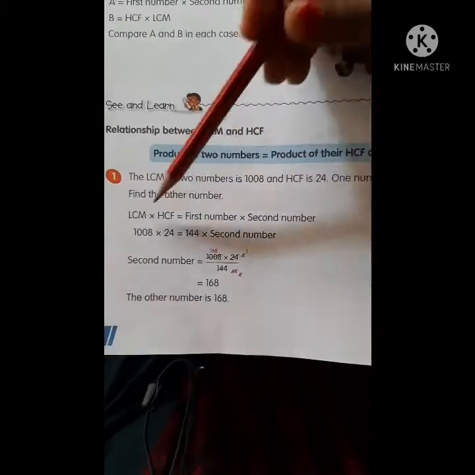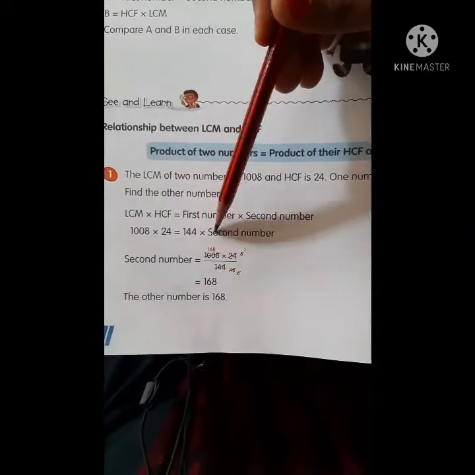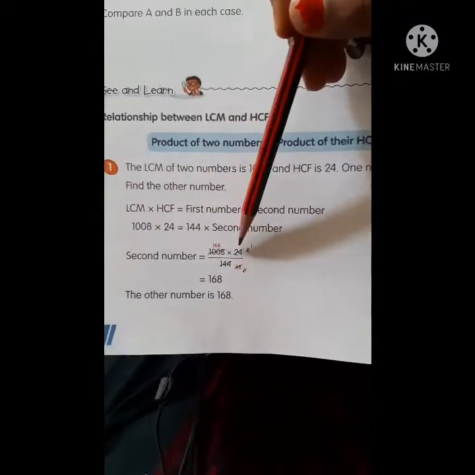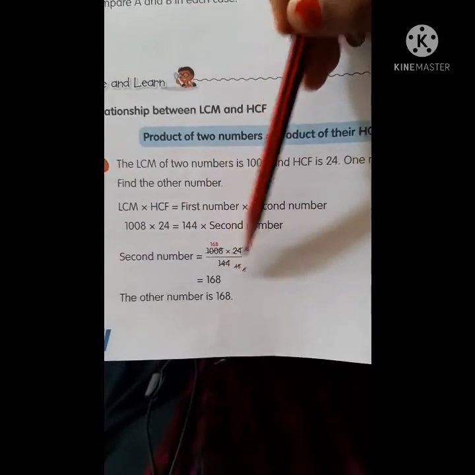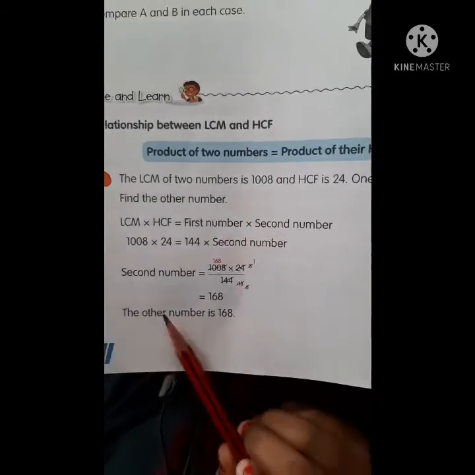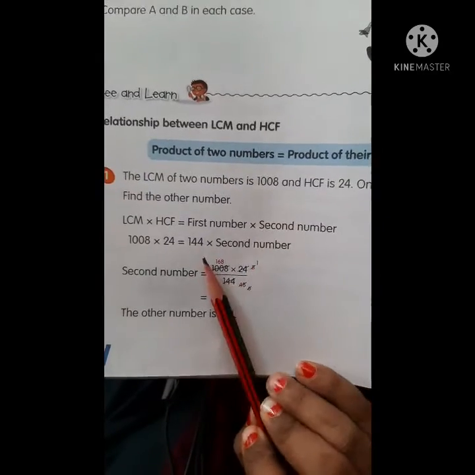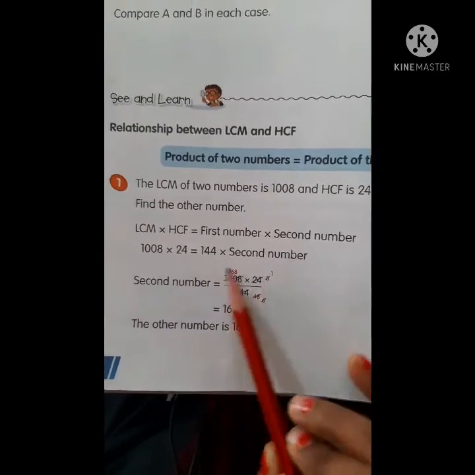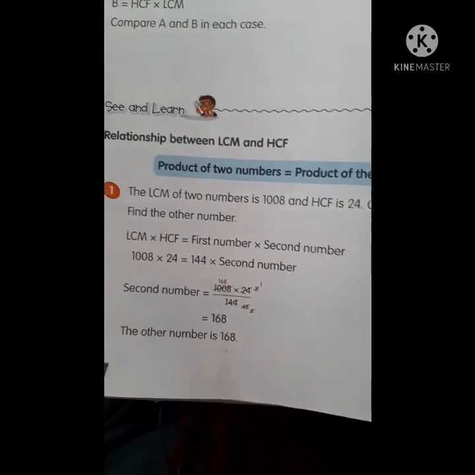LCM into HCF equals first number into second number. So 1008 into 24 equals 144 into the second number. So the second number will be 1008 into 24 divided by 144. If we divide that, we will get the answer 168. So our other number is 168. If the first number is 144, then the second number will be 168. You have to do this cross multiplication, then we will get the answer 168. Understood?